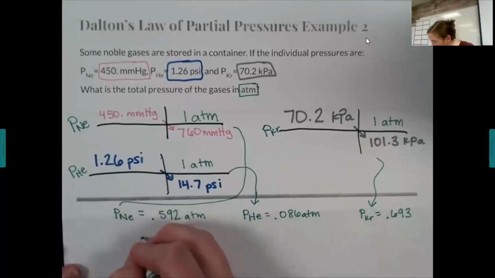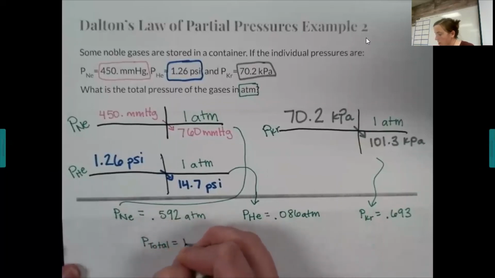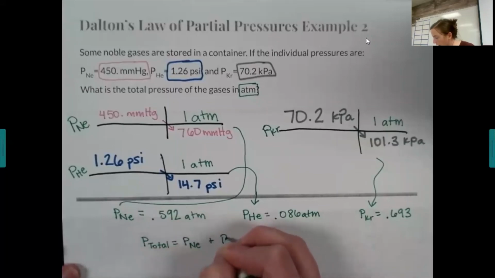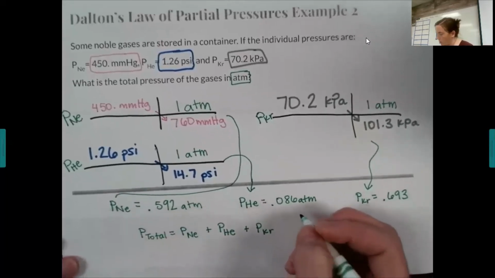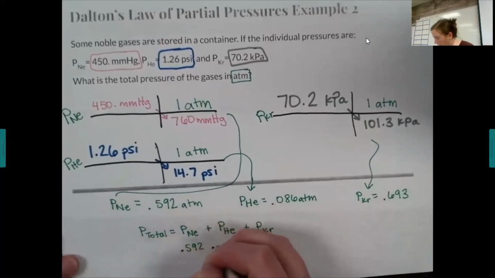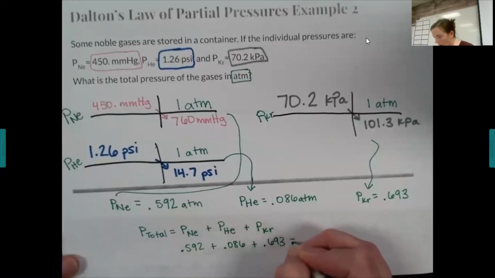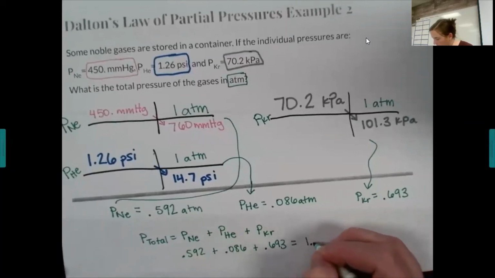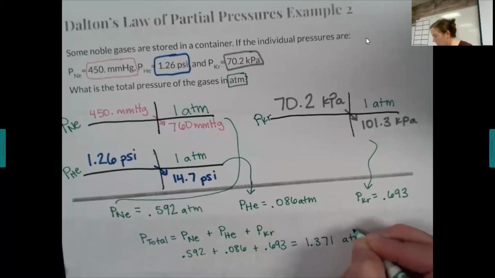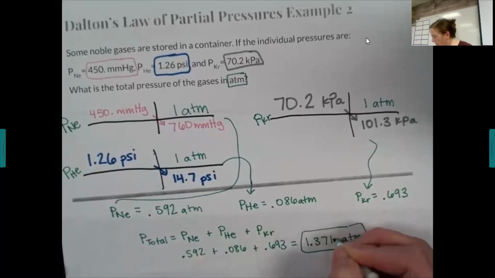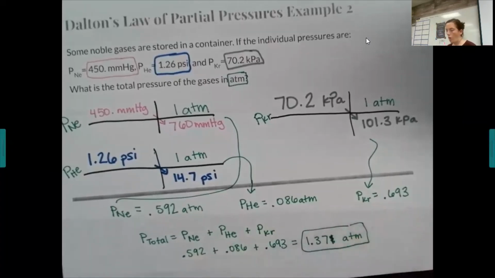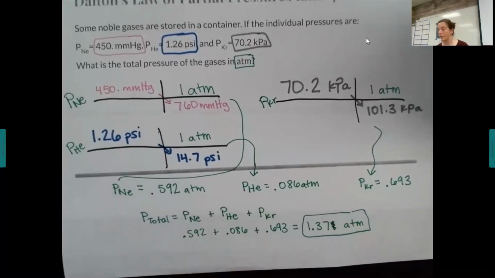Remember that the total is equal to the sum of all the parts, so it's going to be adding all of these together. When we add all these together, we end up getting 1.371, or you could say 1.37 atmospheres. So that's Dalton's law of partial pressure. It's adding things together to figure out the total.